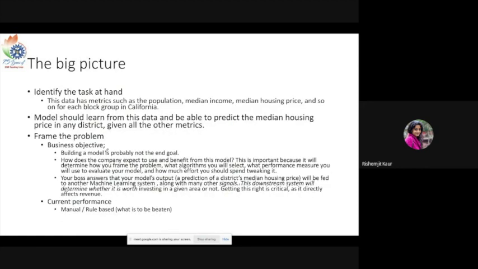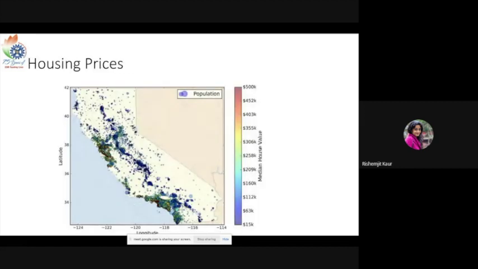So now what is the bigger picture here? That's our first step. The bigger picture here is, first we identify the task at hand. So that means that we have data which has metrics such as population, median income, the median housing prices in that area, and so on for each block group. And specifically, the data set that we have is for California.